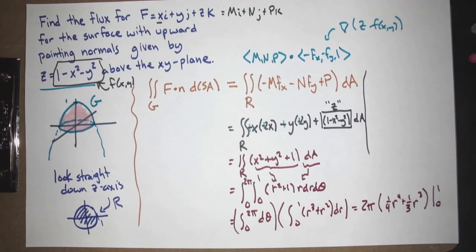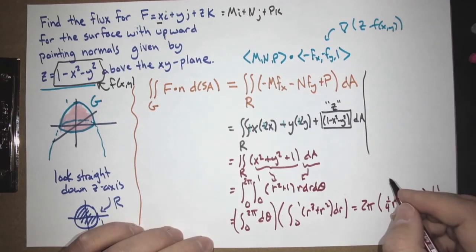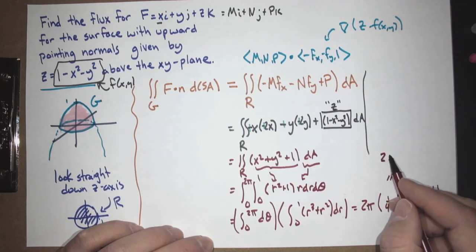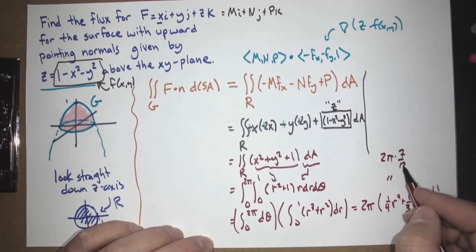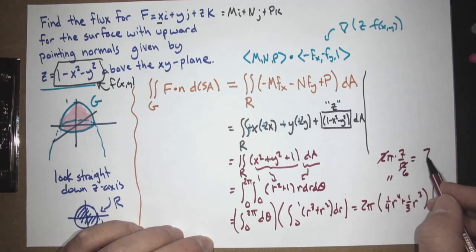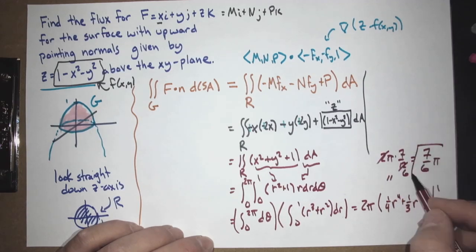When you plug in 0, you get 0. Plug in 1, you get 1/4 plus 1/3, also known as 3/12 plus 4/12, 7/12. So you get 2 pi times 7/12. You can simplify a little bit, so you get 7/6 pi.